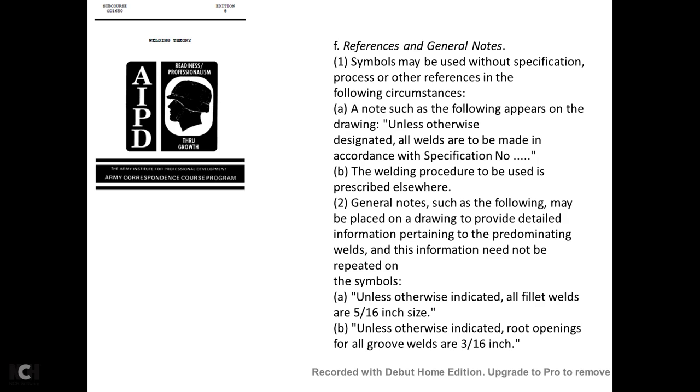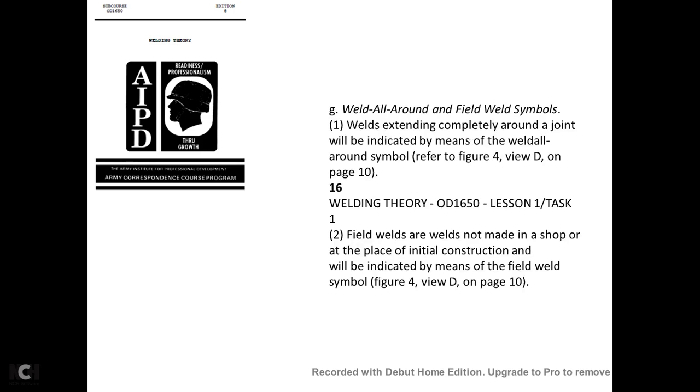Reference to specifications in general: symbols may be used without specification or process reference if the following note appears on the drawing unless otherwise designated. All welds are to be made in accordance with the specification number of the welding procedure to be used, prescribed elsewhere. General notes such as the following may be placed on the drawing to provide detailed information pertaining to the welding. Information need not be repeated on the symbols unless otherwise indicated. All fillet welds are 5/16 of an inch in size unless otherwise indicated, and the root openings of all groove welds are 3/16 of an inch.